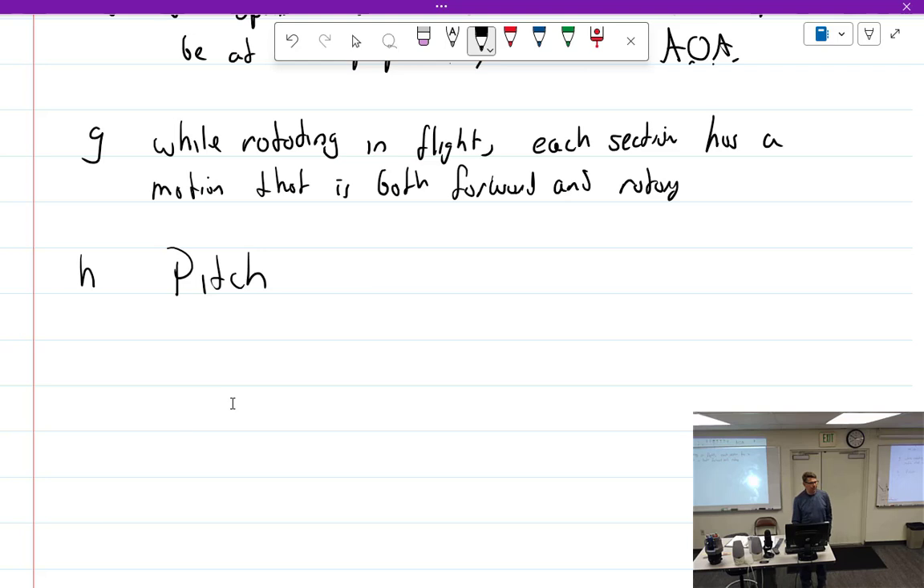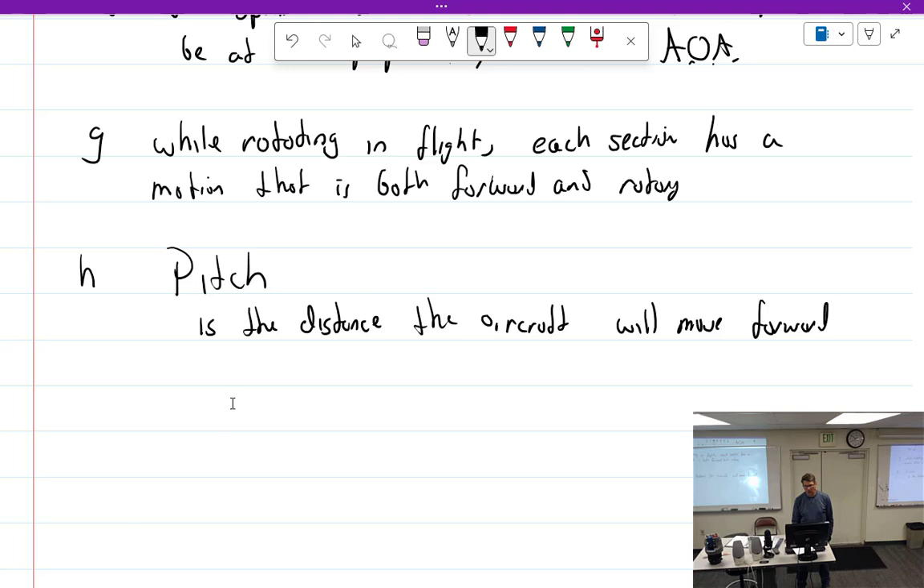Pitch. So pitch is the distance the aircraft will move forward in 1 revolution. That's kind of the base term right there.